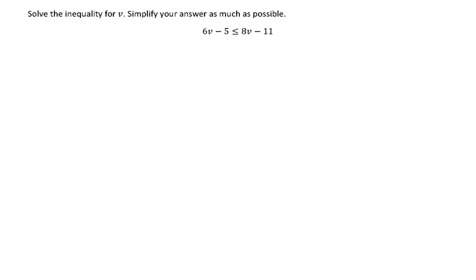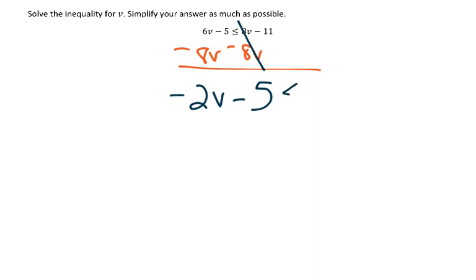To get us started, we want to get all the v's on one side. Typically we like to have the v's on the left, but you don't need to do that. What I'm going to do is subtract the 8v on both sides. By doing that, it gets rid of the 8v here, and I have 6v minus 8v, which is negative 2v minus 5. Notice I'm going to keep that inequality there. You're going to treat it like an equals until the very end. And I still have negative 11.